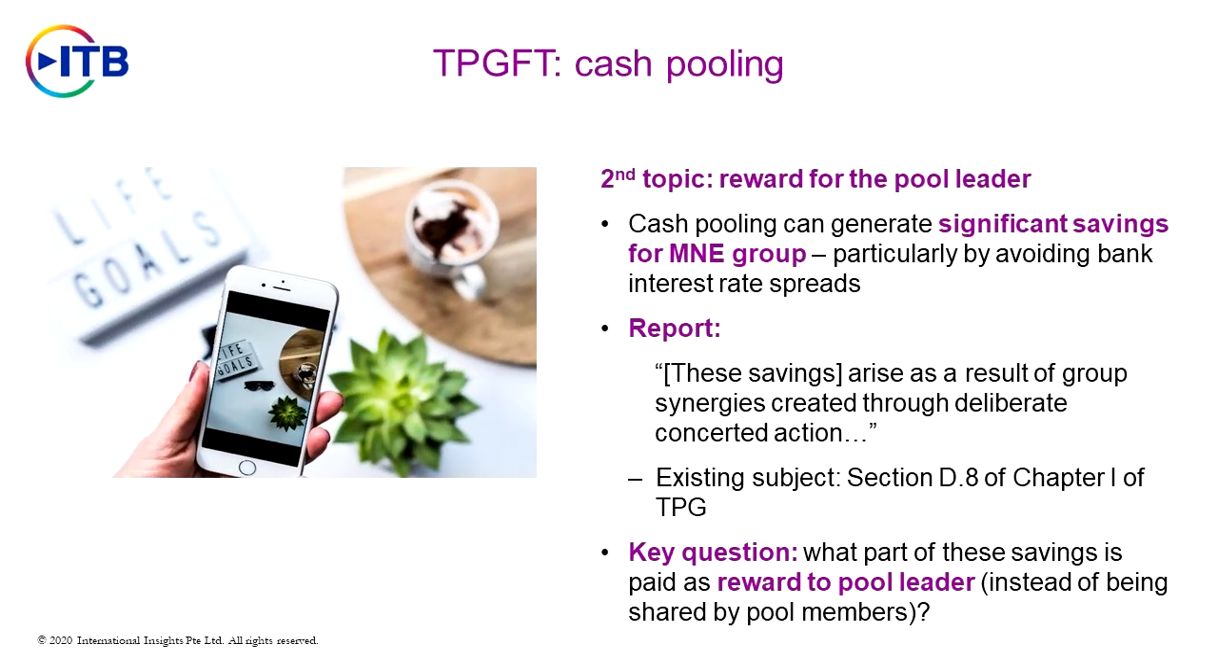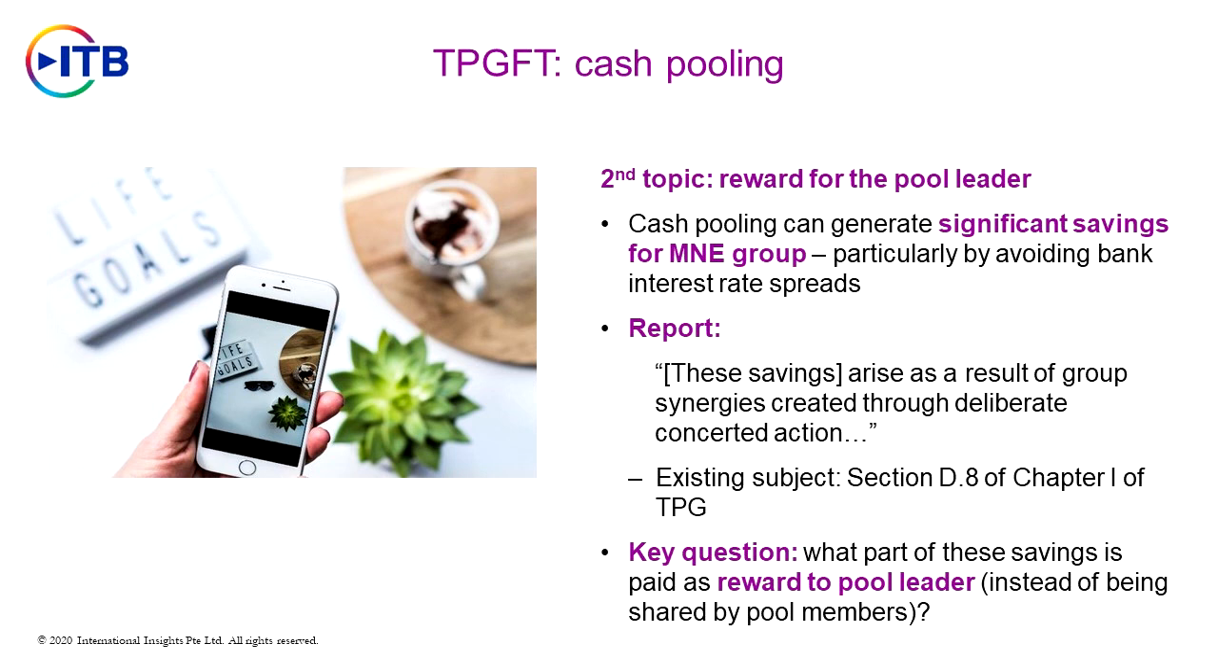The second topic is the reward for the pool leader. Cash pooling can generate significant savings for an MNE group, principally in regard to avoiding the bank's interest rate spreads between credit and debit balances. The report describes these savings as arising as a result of group synergies created through deliberate concerted action, which of course is an existing subject dealt with in section D.8 of chapter 1 of the transfer pricing guidelines.